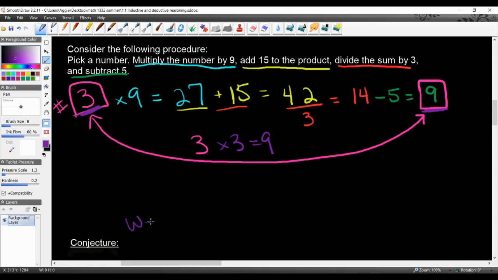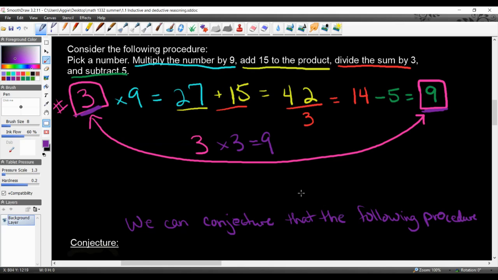But in this case, this conjecture would be that we can conjecture. So I'm going to put a sentence here. We can conjecture that the following procedure produces a number that is 3 times the original number. So 3 times the original number.